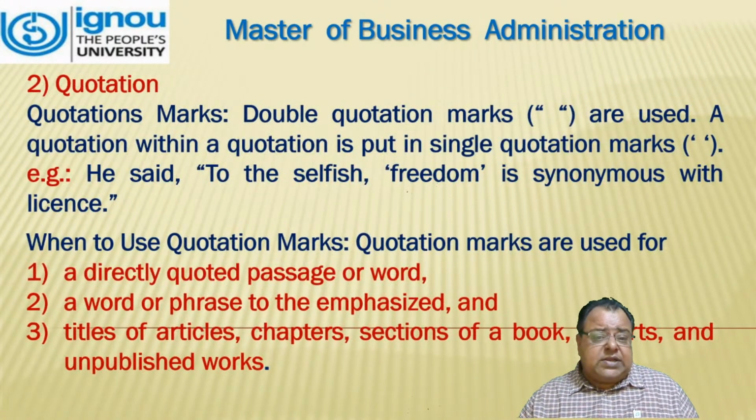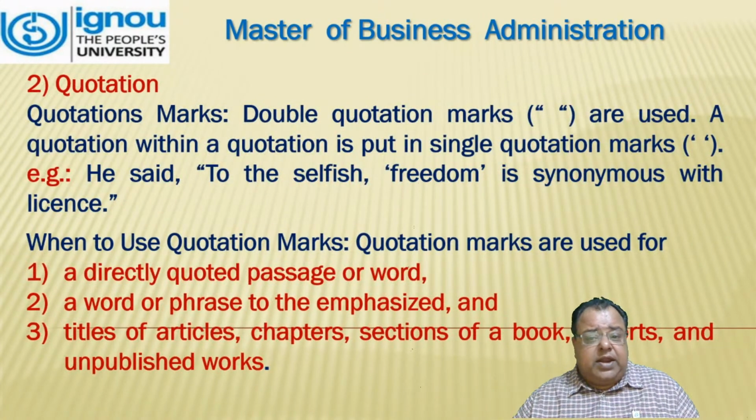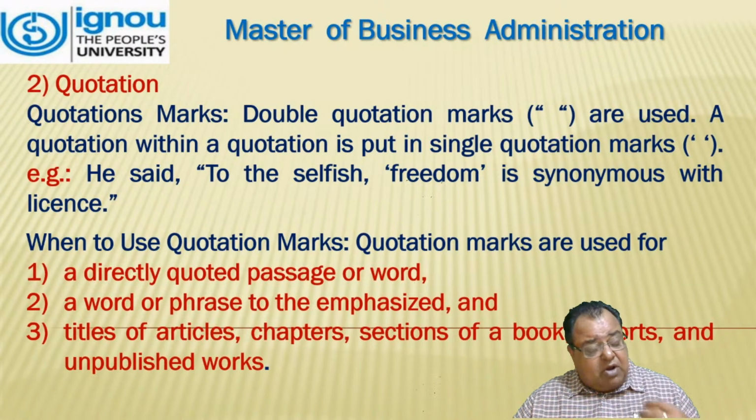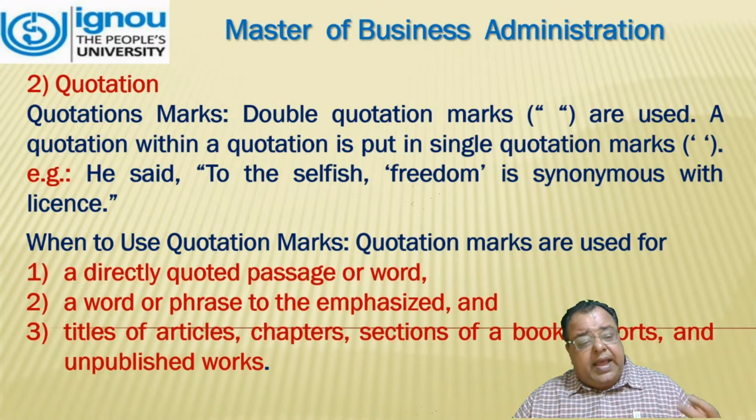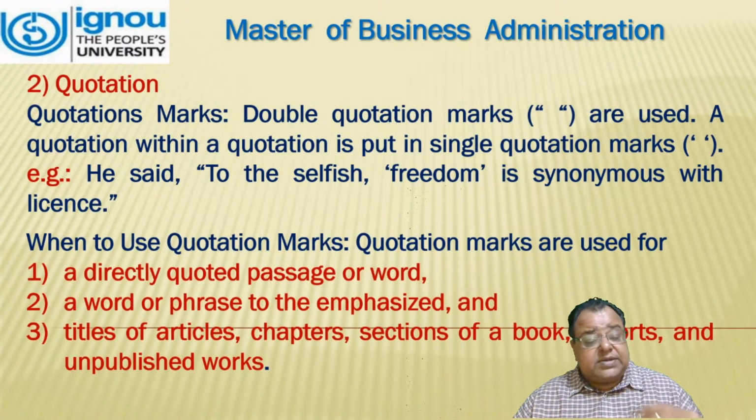Quotations. Quotations are marked with double inverted commas. A quotation within a quotation is put in single quotation marks. For example, he said, 'To the selfish, freedom is synonymous with license.' When to use quotation marks? Quotation marks are used for a directly quoted message or word, a word or phrase to emphasize, and the title of articles, chapters, sections of a book, report, and unpublished work.